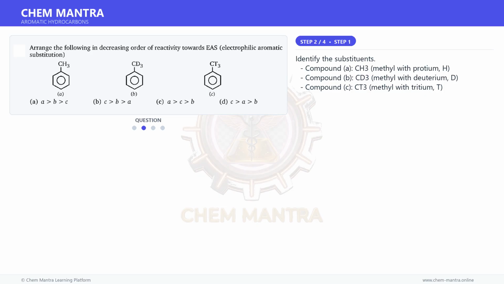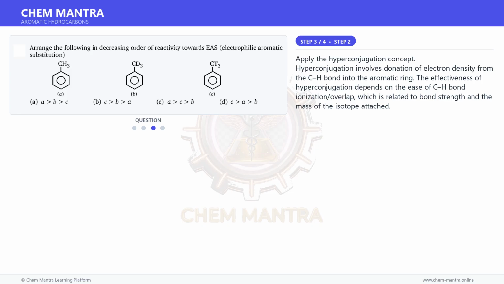Moving on to the next step. Identify the substituents. Compound A: CH3, methyl with protium H. Compound B: CD3, methyl with deuterium D. Compound C: CT3, methyl with tritium T. Moving on to the next step.